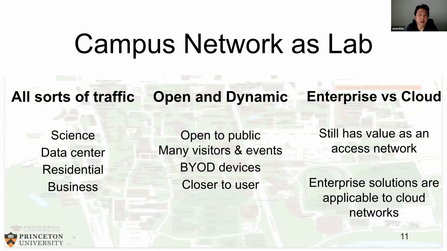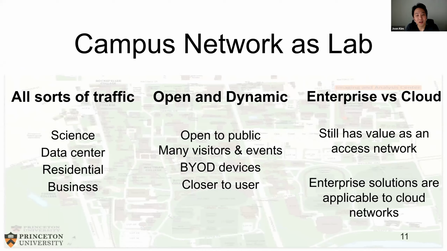And in particular, we think a campus network as a lab is a great idea because campus networks have some unique advantages. First of all, there's all sorts of traffic, right? There's science going on in the campus, so you have science traffic. Many places have data centers of their own, so you see data center traffic. You have students living in the dorms and staff living on the campus as well, so you do have residential traffic. And running a university or college is a business, so you also have business traffic.